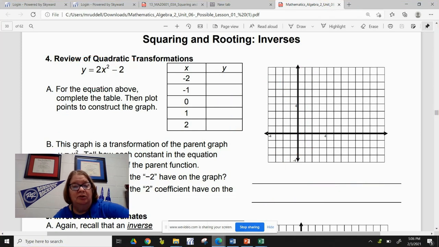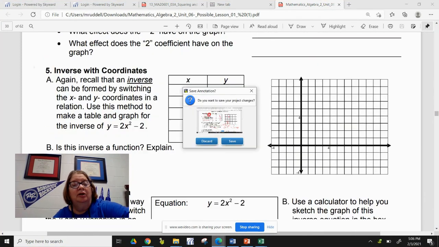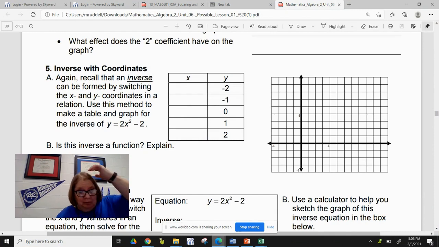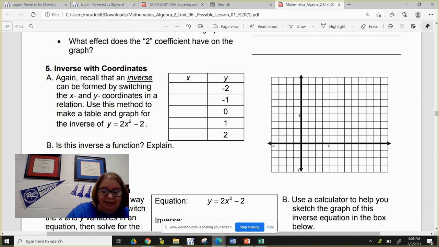So let's look and see what's next. Recall that an inverse, here they want you to make the inverse. So what are you going to do with the x's and the y's? You're going to switch them. So now the -2, -1, 0, 1, and 2 that were the x's are now the y's. What are the x's going to be? 6, 0, -2, 0, and 6.